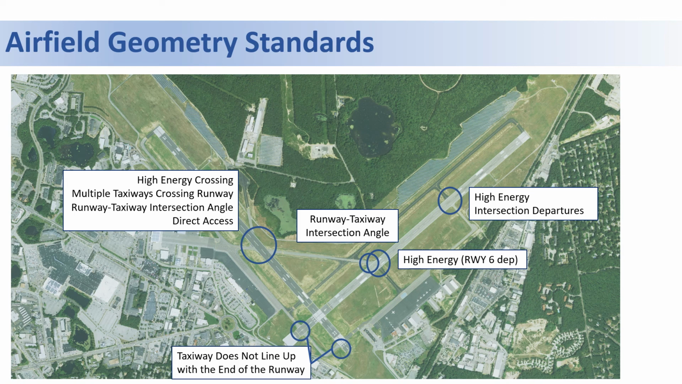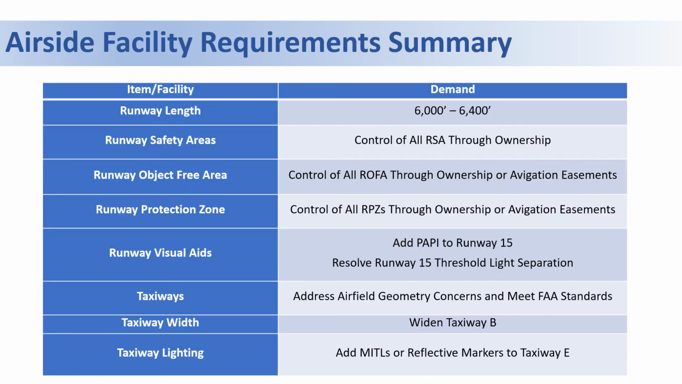The goal of the FAA is to standardize airfield geometry at airports across the country, and this will be a factor when we look at airside alternatives in the next step ahead. Summarizing what we've just discussed, we're going to look at runway length of how we can accommodate between 6,000 and 6,400 feet of runway, which is an increase from the 5,200 to 5,400 feet that exists presently. We want to make sure the airport owns and controls all the dimensional standards both on and off the airport. We want to modify the taxiways to address the geometry concerns and make any other minor improvements such as with runway visual aids and taxiway lighting on the airport.